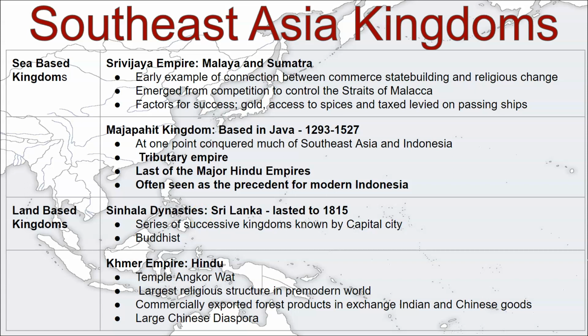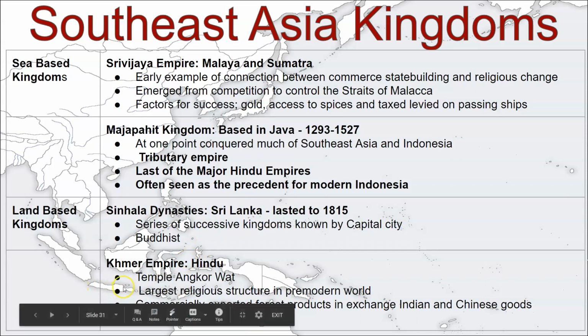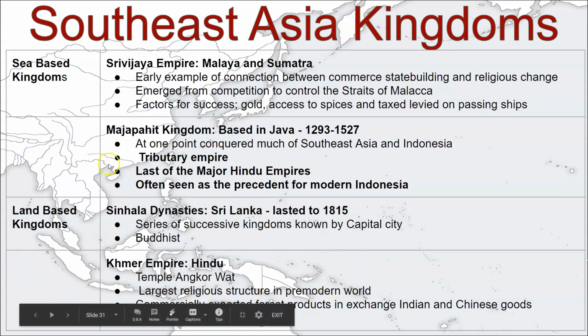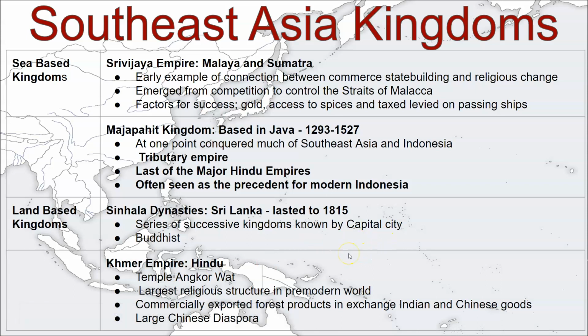so they were very wealthy. Later, you had the Majapahit kingdom, which was centered more down here in Java, from 1293 to 1597, and eventually they will conquer a great deal of this territory. They are a tributary empire, requiring tribute from their conquered lands. They're the last of the major Hindu empires in Southeast Asia, and often seen as a precedent, at least territorially, for modern Indonesia.